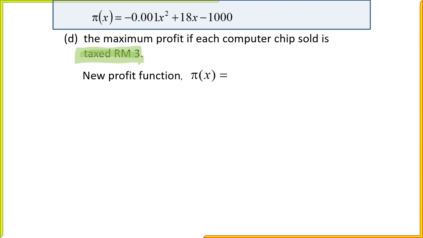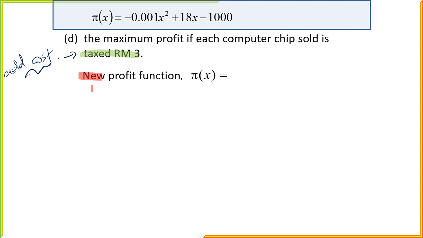So we need to find the new profit function. Why? The profit function has an additional cost, which is the tax. We can call it cost lah, additional cost. So it should be included in the cost function. But we don't have to start from the earlier, change the cost function and then find the profit function by subtracting the cost from the revenue. The new cost function tak payah. So we just have to find out what is our new profit function.